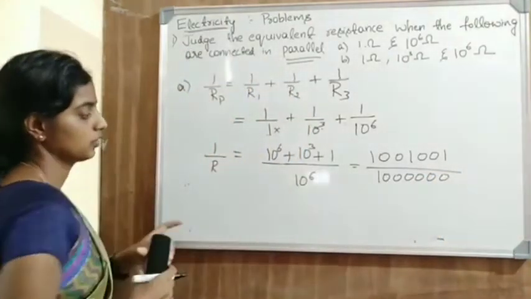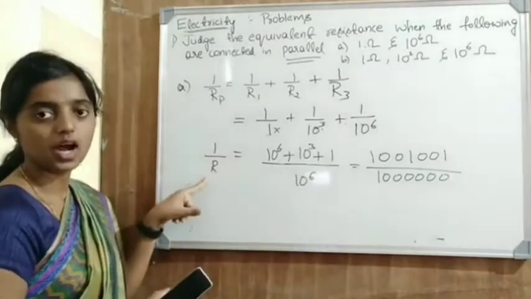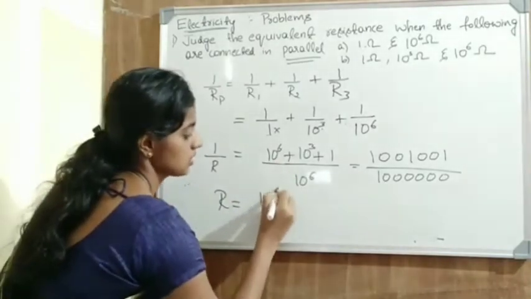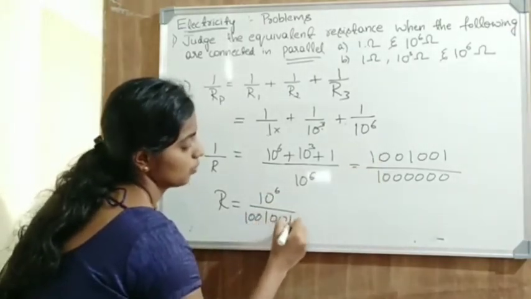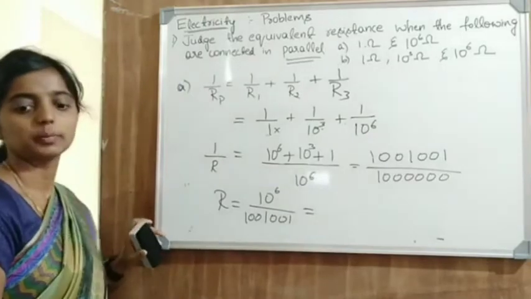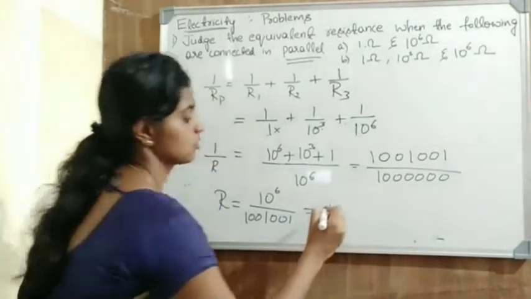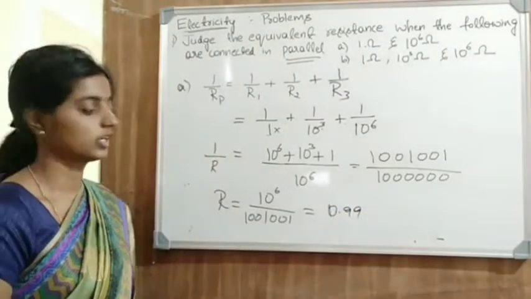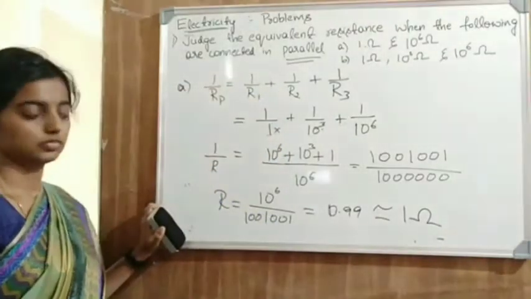So now we have, not multiply, divide this one, we have 1 by R, reciprocal of this will get 10 to the power 6 divided by 100, 100, 1, and again our answer will become some 1 point, we'll get again 0.99 only. I think calculate and see how much we'll get. This is also approximately equal to 1 ohm, right?